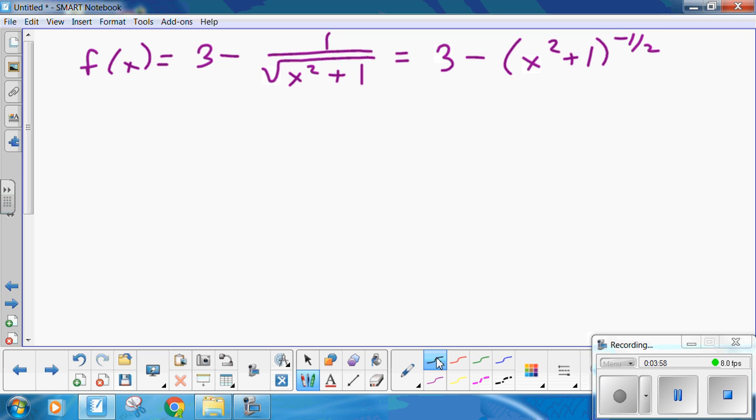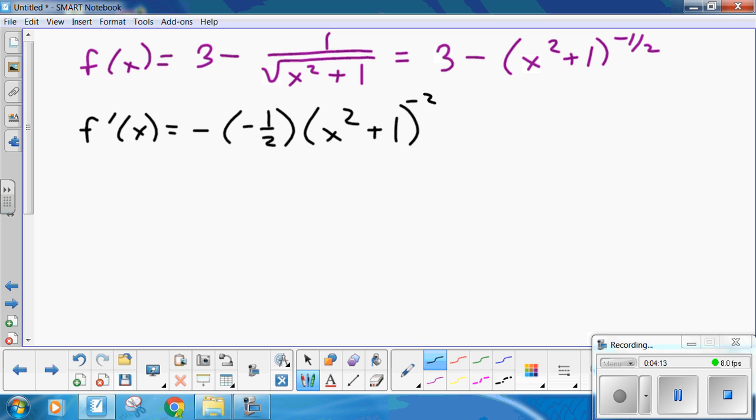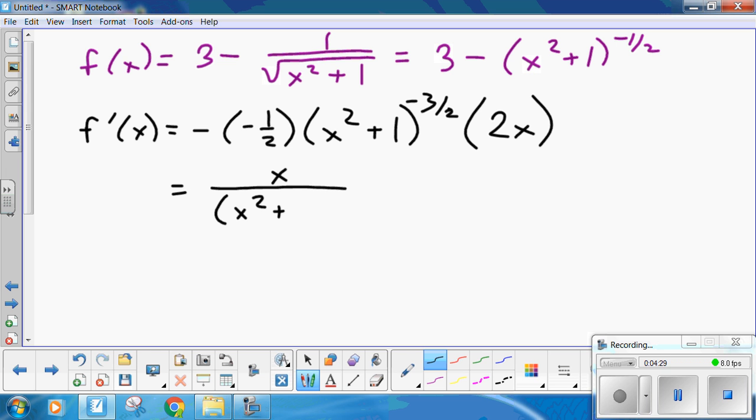So, what's the derivative? Okay, minus 1/2 times (x squared plus 1) to the minus 3/2, times the derivative of x squared plus 1, which is 2x. Minus minus becomes a plus 1/2, the 2 cancels out, so this becomes x over (x squared plus 1) to the 3/2. We usually write it like that. Double check and make certain I got it right.